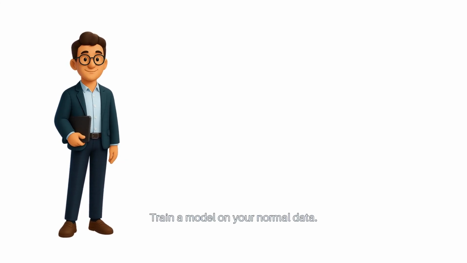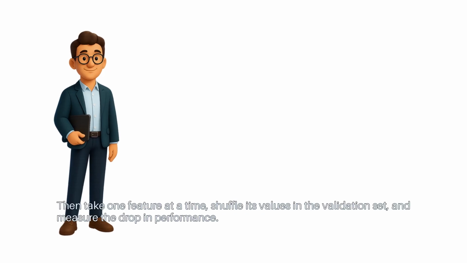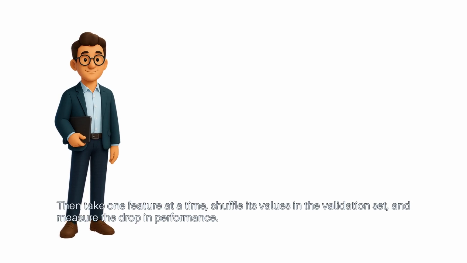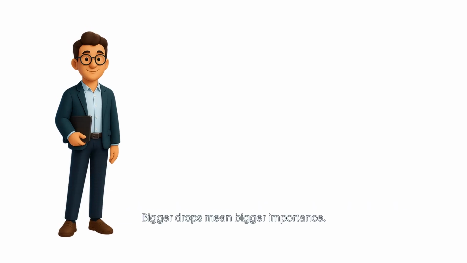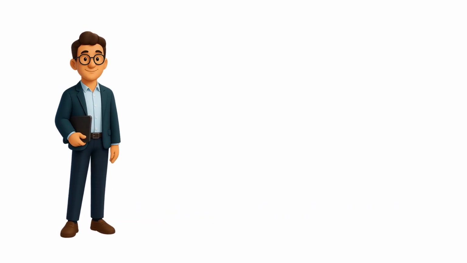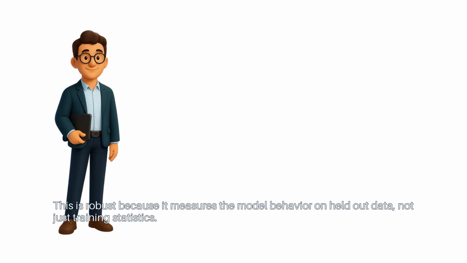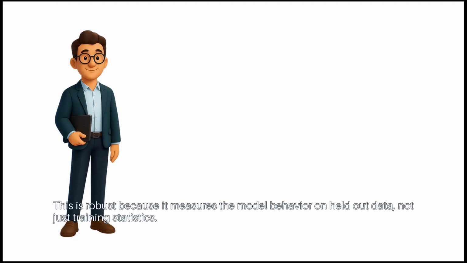Train a model on your normal data. Then take one feature at a time, shuffle its values in the validation set, and measure the drop in performance. Bigger drops mean bigger importance. This is robust because it measures the model behavior on held-out data, not just training statistics.